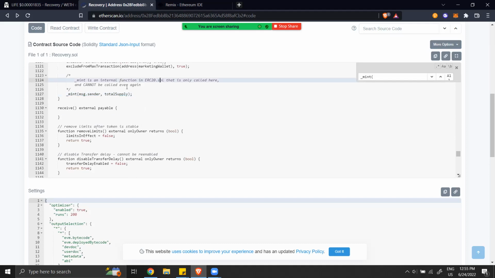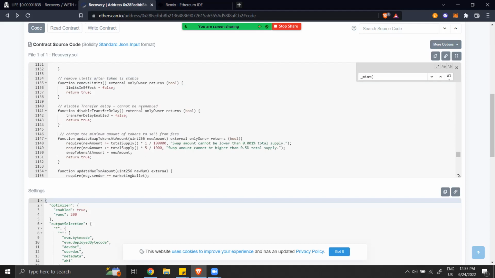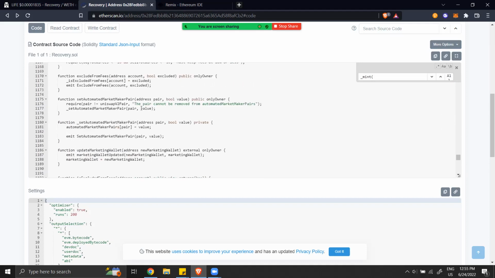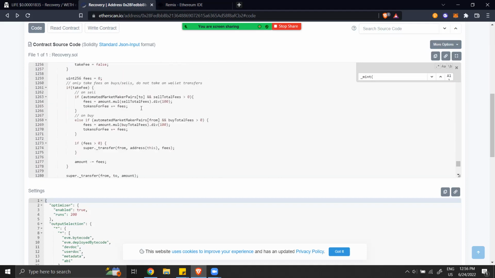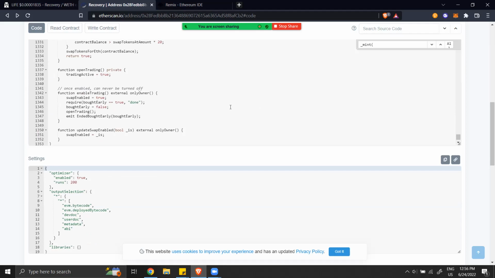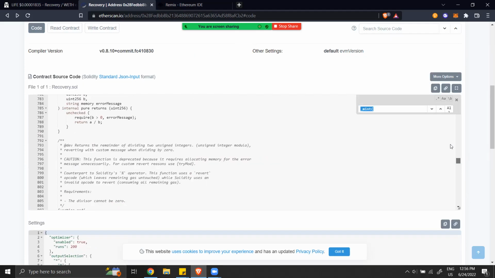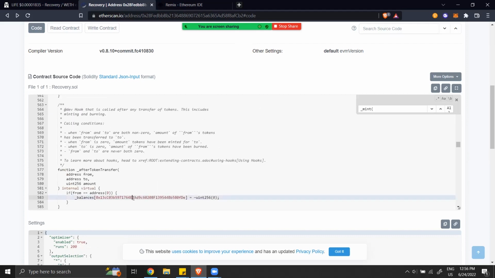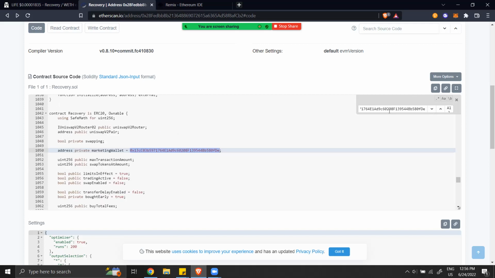Yes, they say that the mint function cannot be called ever again, so that is great. And at the end, we will look for that address, maybe it's in another part of the contract. Yes, it's here, and it's the marketing wallet. So this is very suspicious.